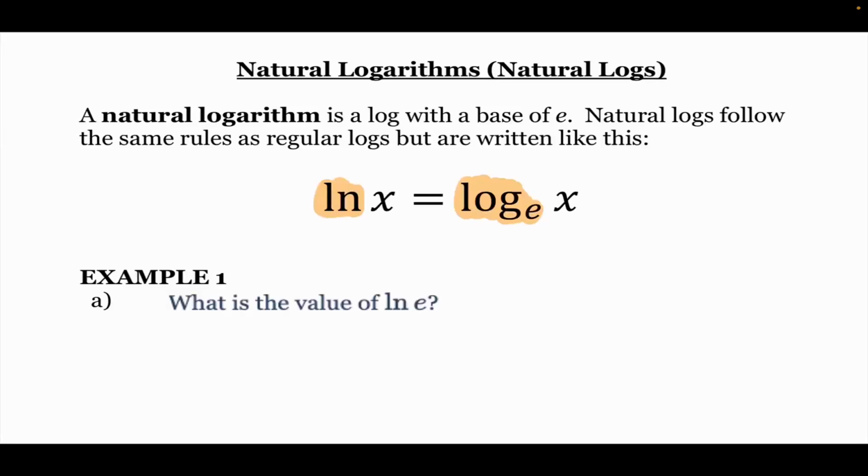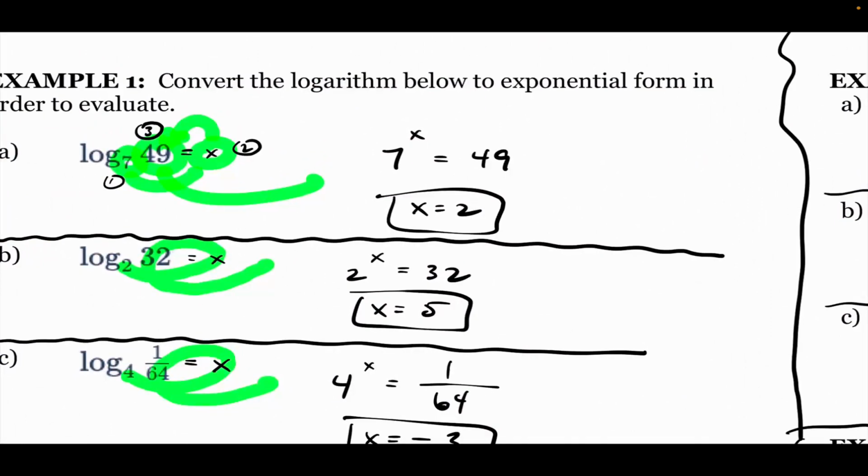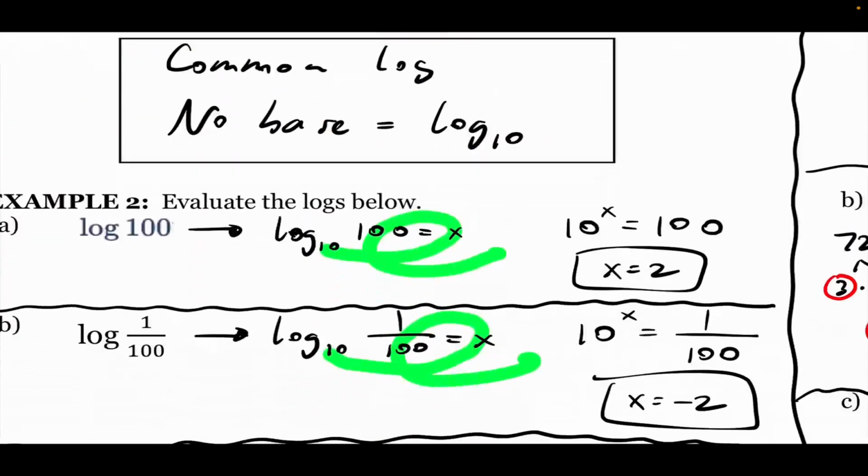Here we go. The difference with today is that all of those rules still apply. That's why I left it up here. The difference today is that we have a special type of log. It's called a natural log. The difference between a regular log, like the ones we saw in the last set of notes that we did, these are regular logs.